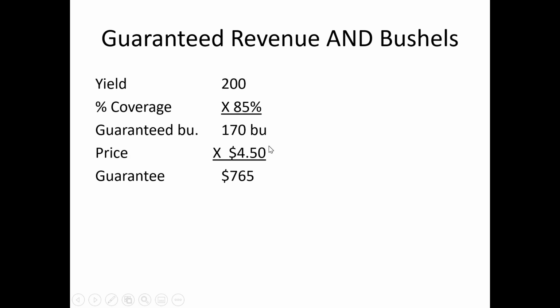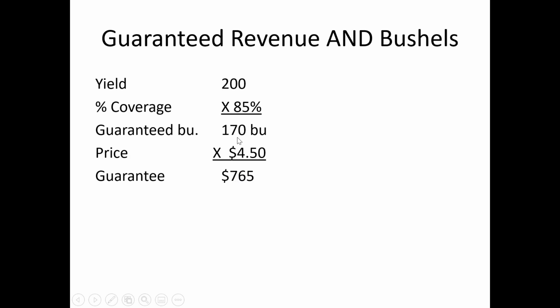Our price is $4.50 if that ends up being the February average for the month of December. We'll again know that on March 1st. Gives us a guarantee of $765. So we're guaranteed revenue and we're guaranteed bushels. No matter what, if you don't get 170 bushels, or if you don't get 170 bushels times the fall price to get you to $765 total, we're going to guarantee both of those.